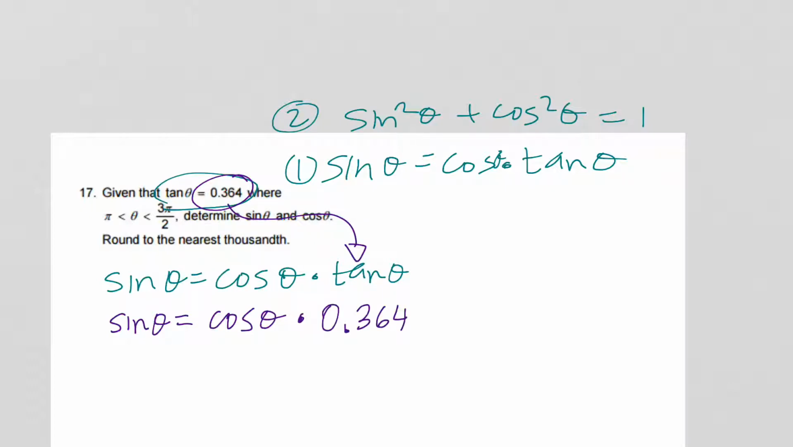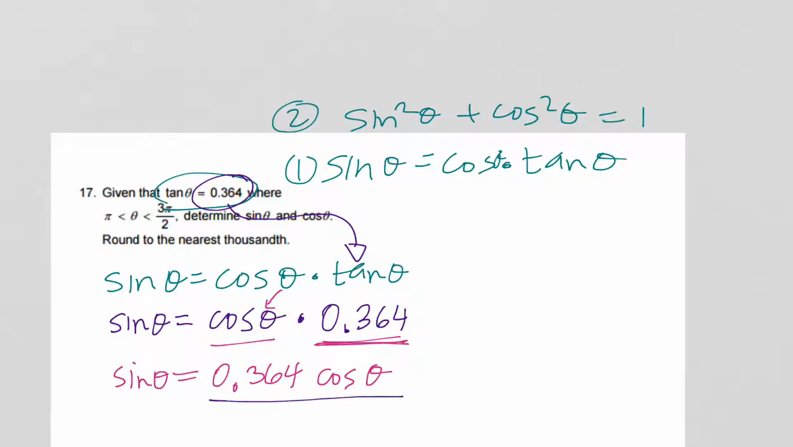So now I get sine theta equals cosine theta times 0.364. Think of cosine theta as an x. If you had x times 0.364, it would just be 0.364 times x. Well, it's not x. This is cosine theta, so I'm just going to write it back here. Bring down the sine theta. Now I know what sine theta equals. It equals 0.364 cosine theta.